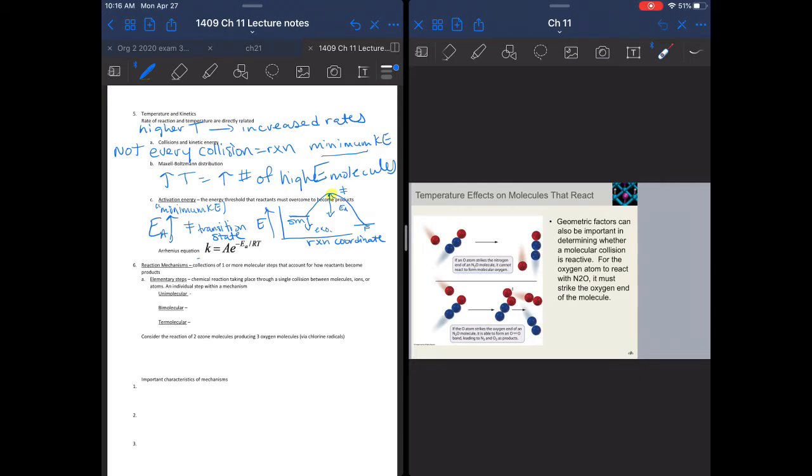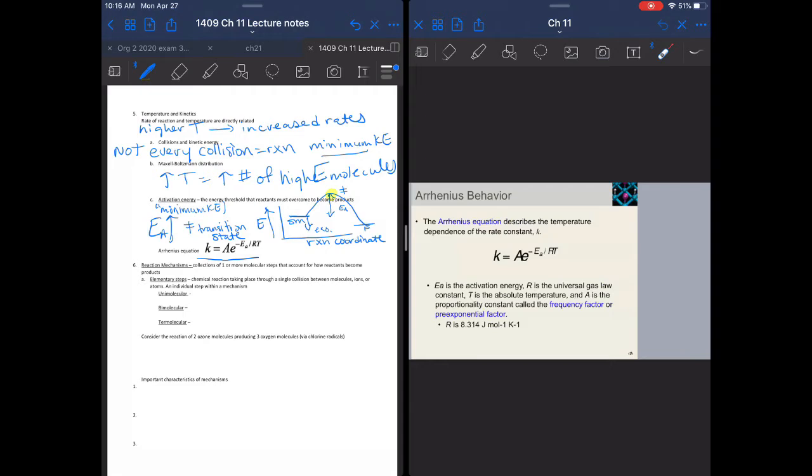The Arrhenius equation right here does show the relationship between the rate and temperature. Because you have your rate constant, and it is equivalent to A, which is called a frequency factor. It has to do with how often the molecules are colliding. But you see that you have E raised to the activation energy divided by RT. So because T is in the denominator of this exponent, higher temperature will actually lead to larger k, right? Which would be a faster reaction.